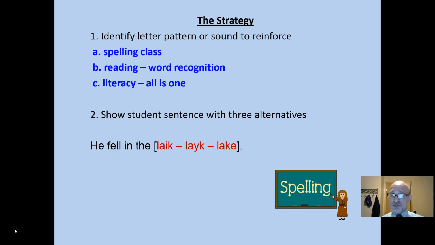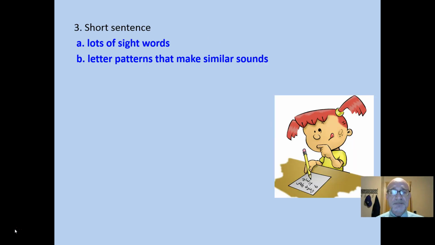So you show a student a sentence with three alternatives. And I like the sentence because it provides a meaningful context and it reinforces semantic and syntactic cueing. He fell in the lake. Which word looks right? And when they identify it, you show them the complete sentence. Now this can be done with paper. I like PowerPoint because it's quick and easy and moves quickly from one sentence to the next.